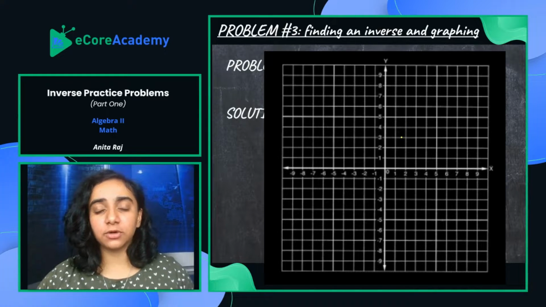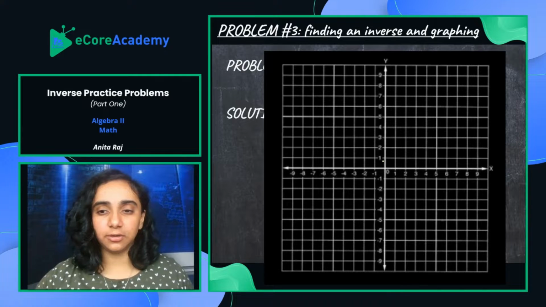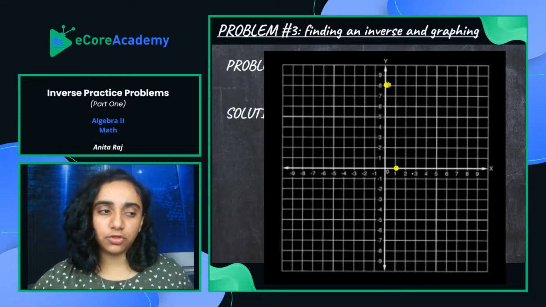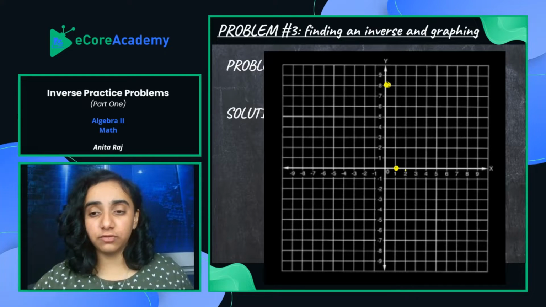So our first point we're going to start with for our function was 0, 8. So that would be here, and then we would go up 8 on the y-axis. Our second point was 1, 0. So we're going to stay on the x-axis, and then we're going to go right 1. And then our third point was 3 over 2, which is 1/2, which would be right here, -1. So our vertex would be down here.